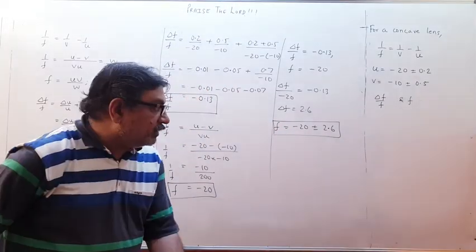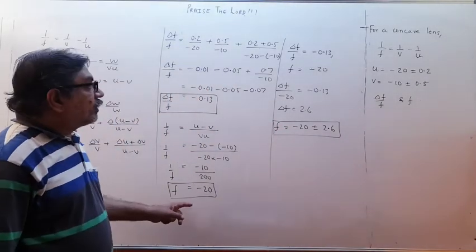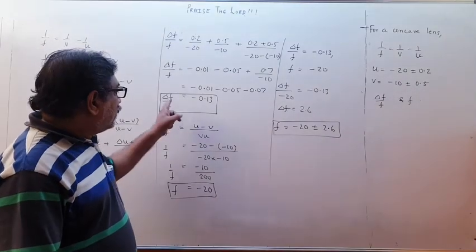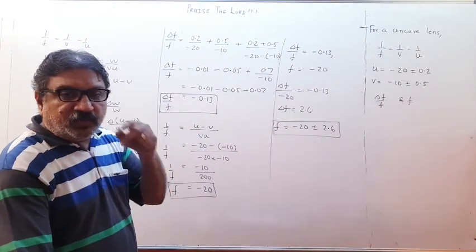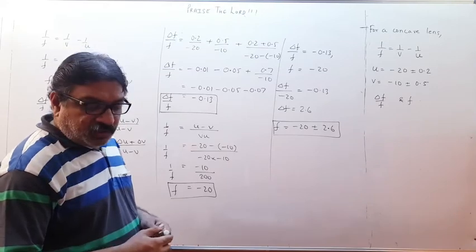This I write the focal length. This is the true value, and the error delta f upon f, the relative error, is minus 0.13, like this, children.